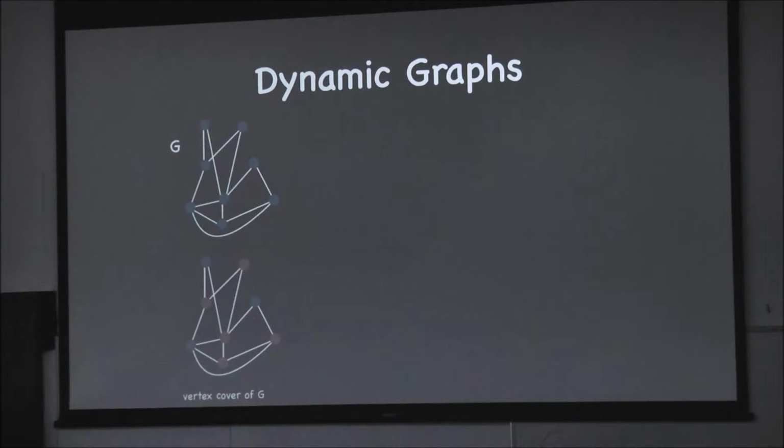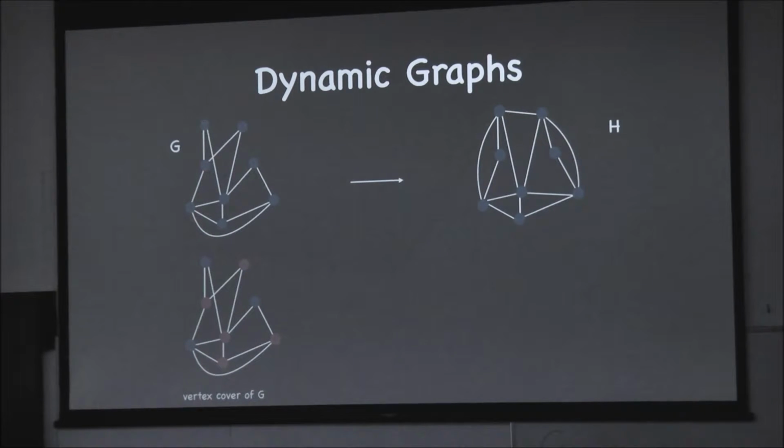Say we have a graph G, and we maintain a vertex cover of G. The red vertices correspond to a vertex cover, meaning you take any edge of the graph, and at least one endpoint is in the red set. And G has become a graph H over time. Now the red vertices are no longer a vertex cover for the new graph.